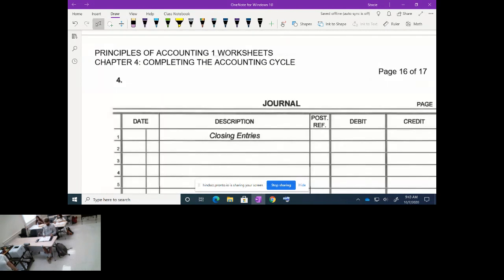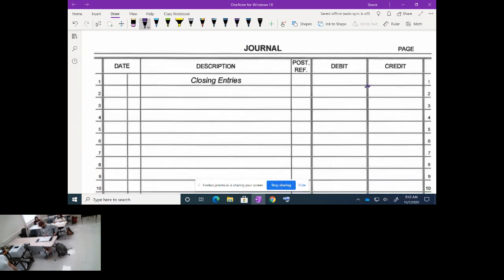So the next thing we're going to do is our closing entries for this business. Those will be done as of December 31. So what's our first closing entry? What are we going to do?